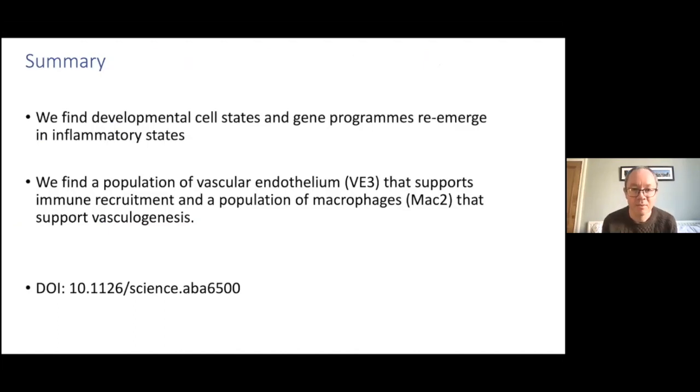So to summarize, we find developmental cell states and gene programs re-emerge in inflammatory states. And in particular, we find a population of vascular endothelium that we call VE3 that supports immune recruitment, and a population of macrophages that we've called MAC2 that support vasculogenesis.